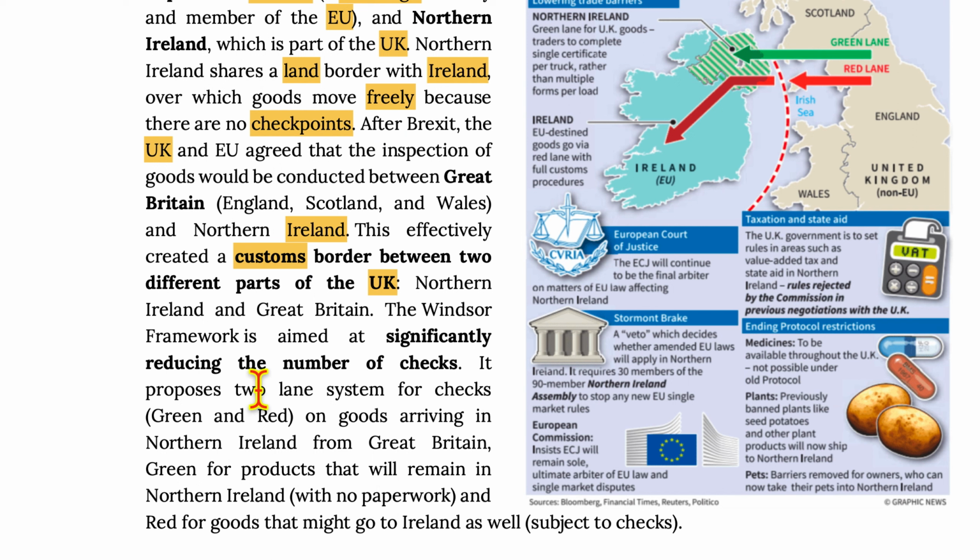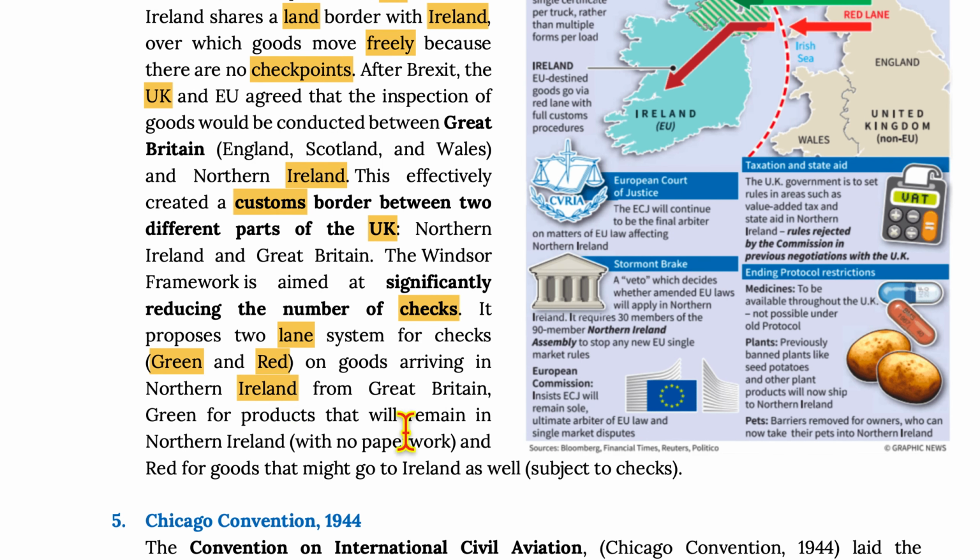The Windsor Framework is aimed at significantly reducing the number of checks. It proposes a two-lane system for checks, that is a green lane and a red lane, on goods arriving in Northern Ireland from Great Britain. Green for products that will remain in Northern Ireland with no paperwork, and red for the goods that might go to Ireland as well, which will be subject to checks.